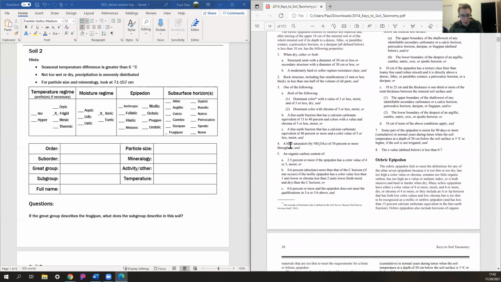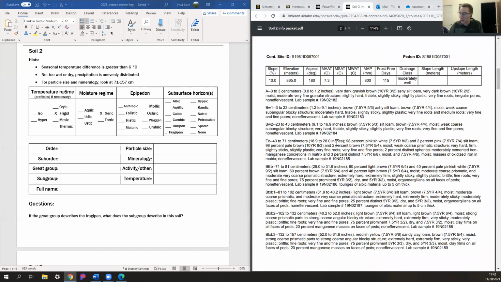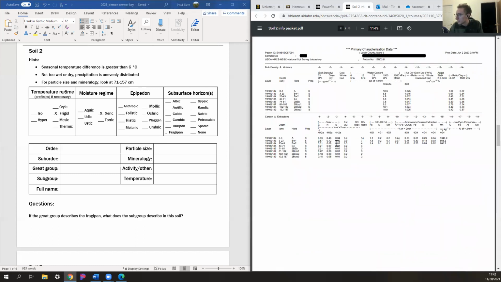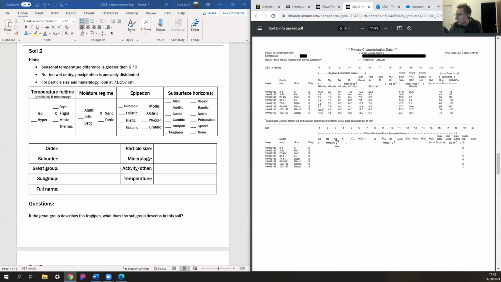We can check our base saturation by ammonium acetate of 50% or more throughout. So let's go to our lab data here. This is in the same soil info packet. This is the second page now. Let's try the third page. Okay, third page of lab data.